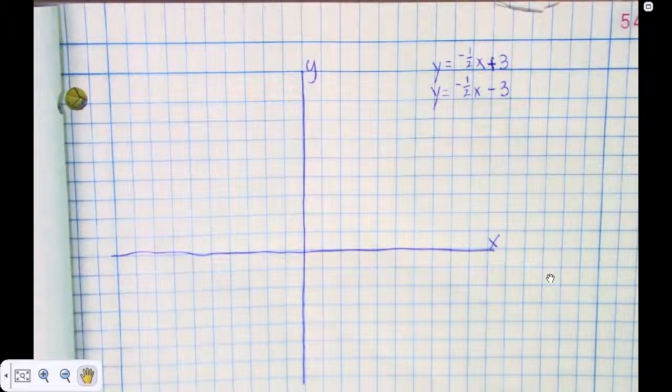Now, both slopes are negative, so you know your points are going to be coming down.